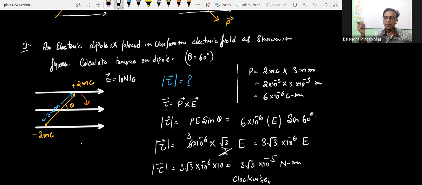So remember this formula for torque: torque is equal to P cross E, that is PE sine theta. P cross E is equal to PE sine theta. This is the important formula. And the magnitude is PE sine theta, just as A cross B is AB sine theta. Note down this problem, then I will discuss some special cases related to an electric dipole in an external field.